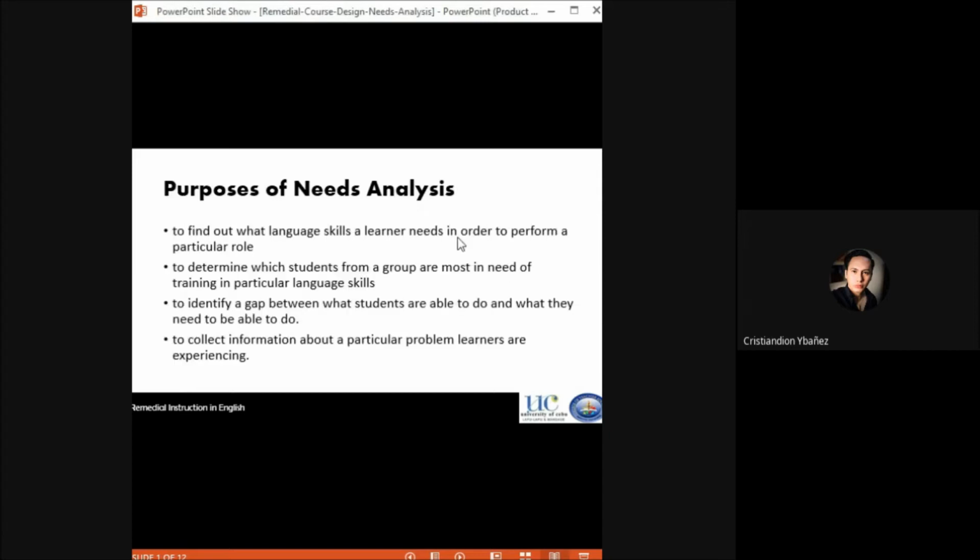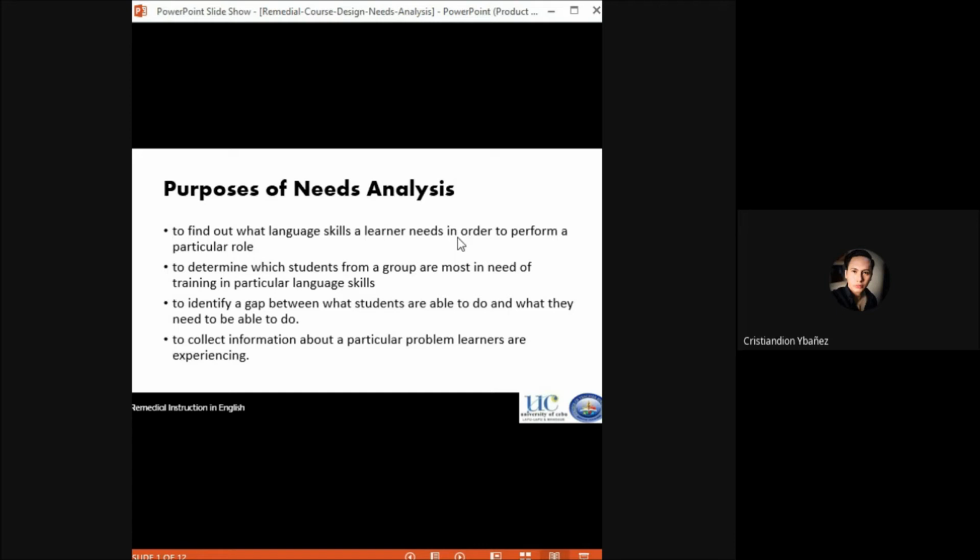Okay. Why do we need to do this one? What are the purposes of doing the needs analysis? Of course, again, the first one, to find out the language skills of the learner. Unsa nga language skills yung gikinahanglan katuba sa 5 macro skills. And then to determine which students from a group are the most in need of the training in particular language skills. And of course, ipuno pa ni siya kung asa po siya dapat iipon. Okay? Kani mga group of listening, group sa speaking, group sa reading. Needs analysis is also needed in order for us to identify the gap.